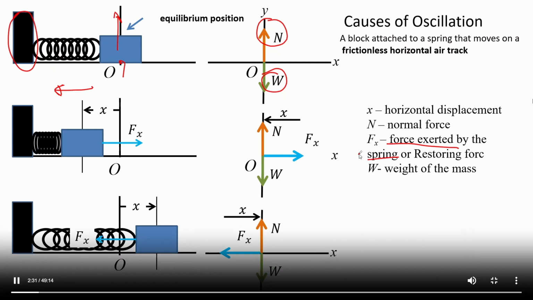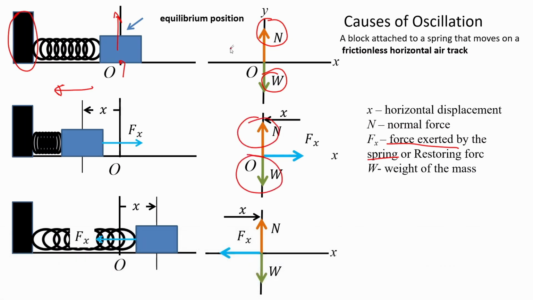So if you look at its free body diagram, you have the normal force, of course, and the weight. But unlike in the first position, now we have Fx, or the restoring force, which is the reaction of the spring. We actually ignore here the force that compresses the spring.